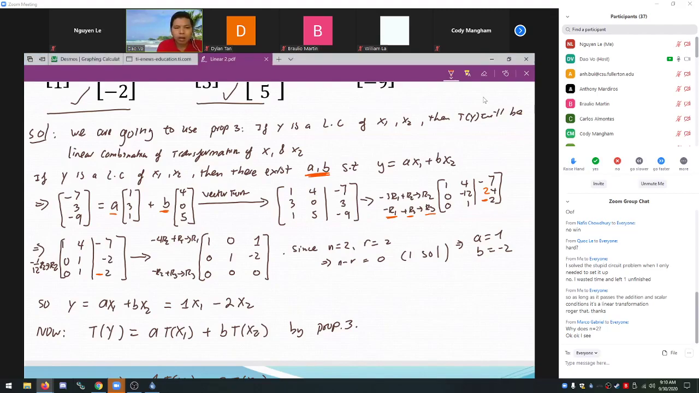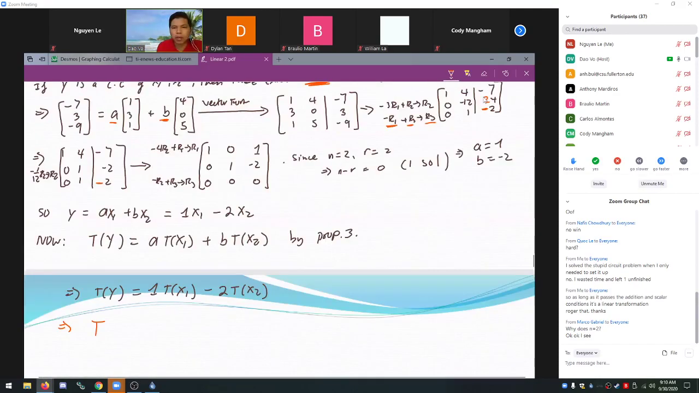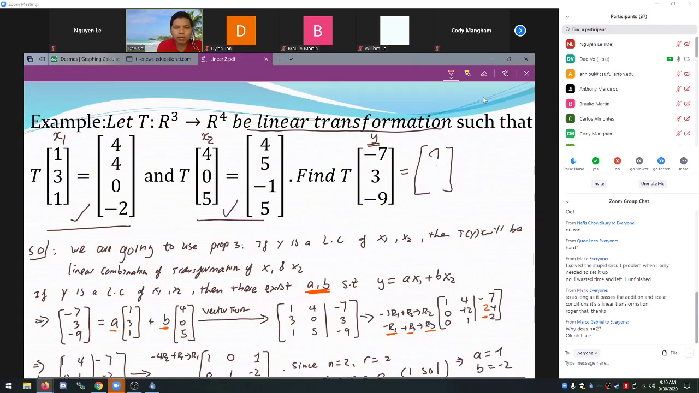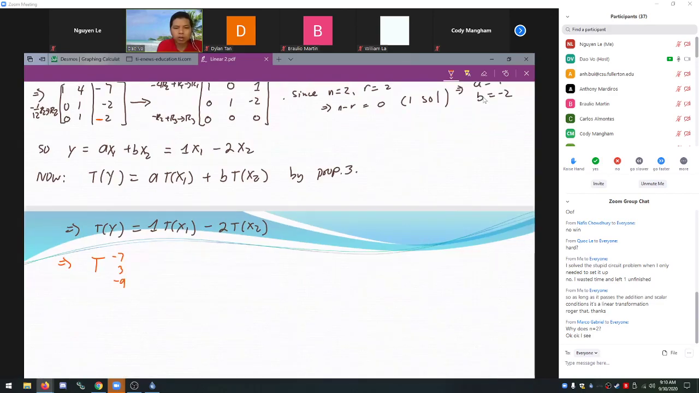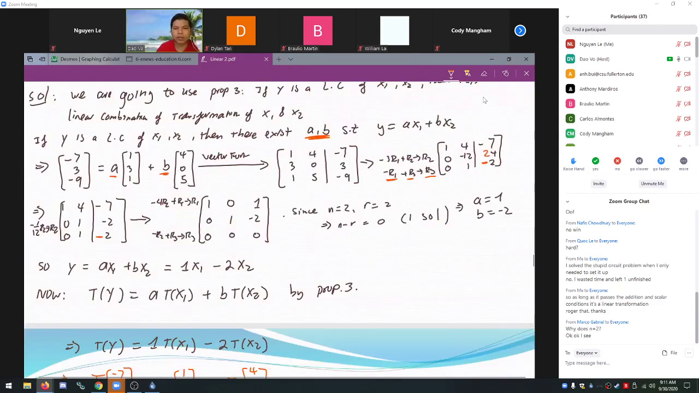All right, so therefore, what is T of y? T of y will be (-7, 3, -9), equal to 1 times T of (1, 3, 1), minus 2 times T of (4, 0, 5). Okay, so let's minimize that a little bit so you can see.